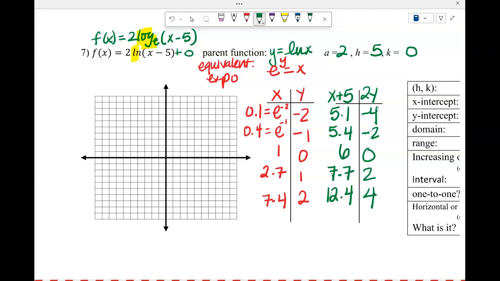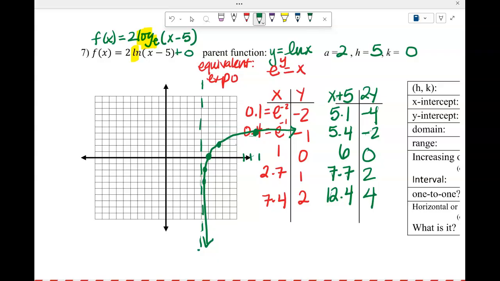Let's plot. Let's start with the vertical asymptote, okay? Since we have an h value at 5, your vertical asymptote, guys, will be at 5. 5.1, go to -4. 5.4, go to -2. 6 is 0, so that's a nice x-intercept we don't have to find. 7.7, go up 2. And then 12.4, so 11, 12, 13, go in the middle to 4, so right there. Feel free to go off the grid, don't be scared, okay, just like that.